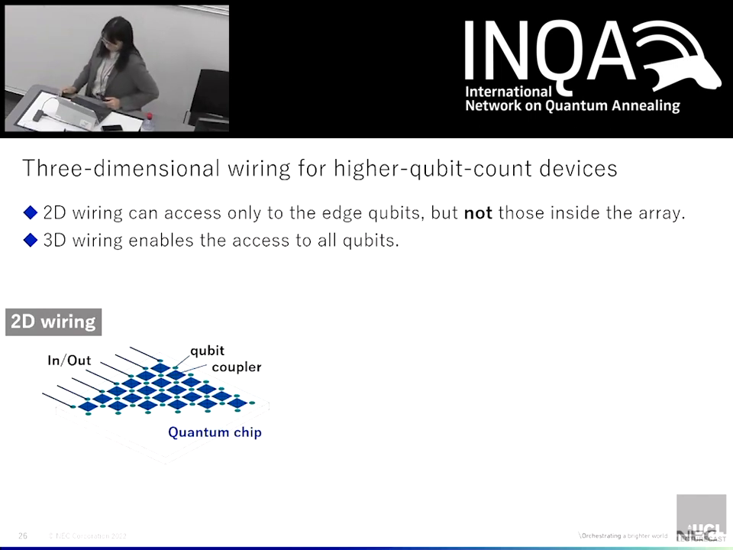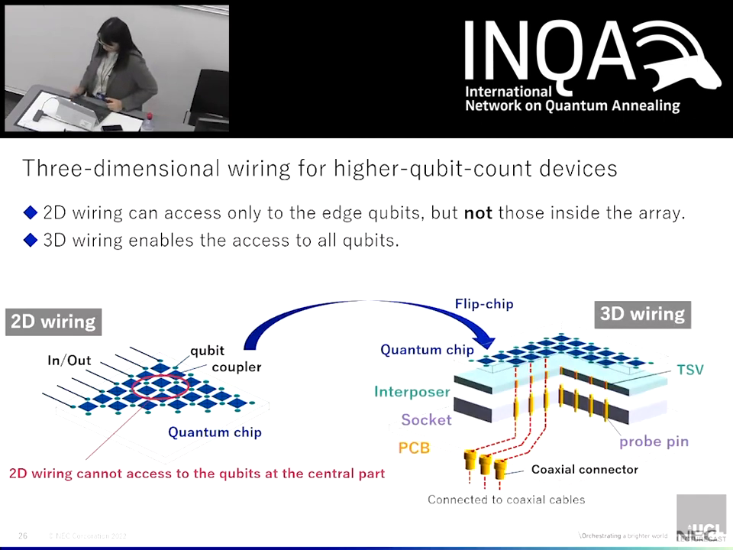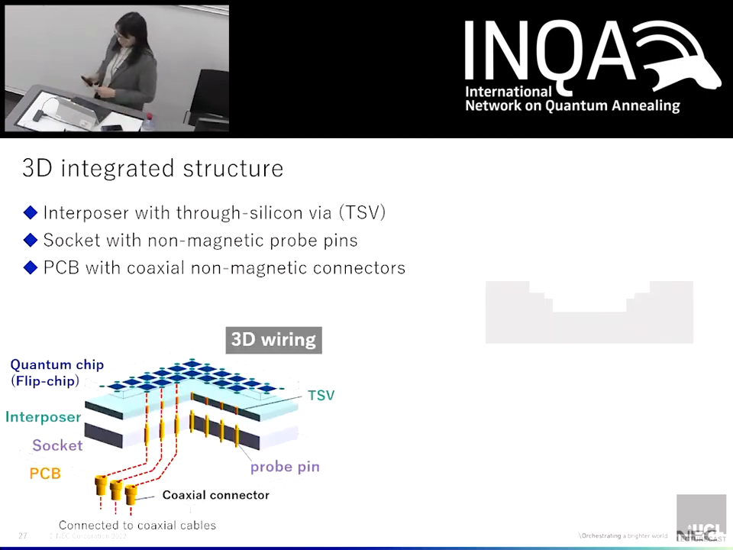And finally, I will focus on the three-dimensional structure. The results I have shown so far were obtained using a two-dimensional planar device with wire bonding. Up to a four-bit device, there is no problem with two-dimensional wiring. However, increasing the number of qubits makes it impossible to wire the central part of the chip two-dimensionally. So we developed a three-dimensional structure as shown here. Here I will show the structure with some pictures.